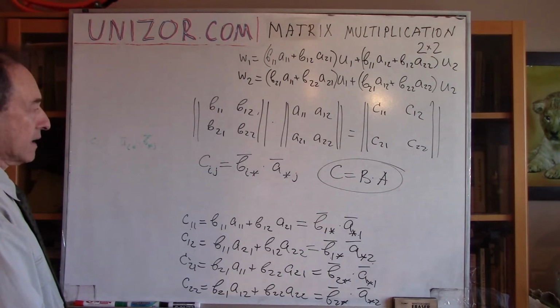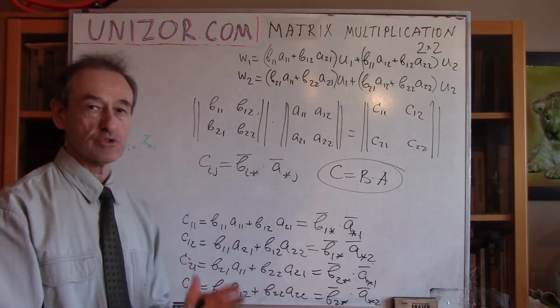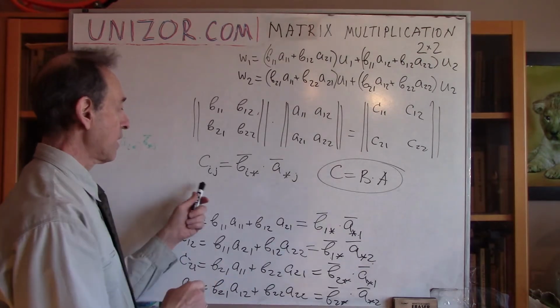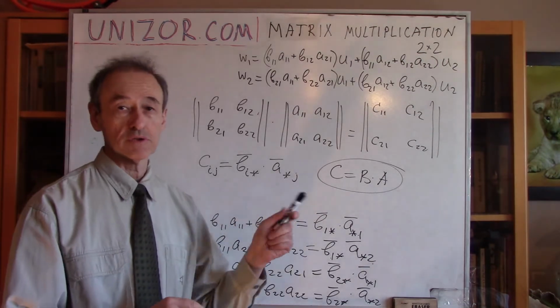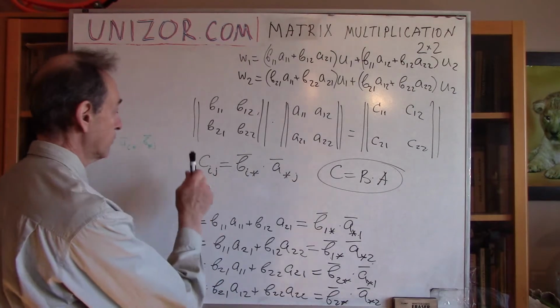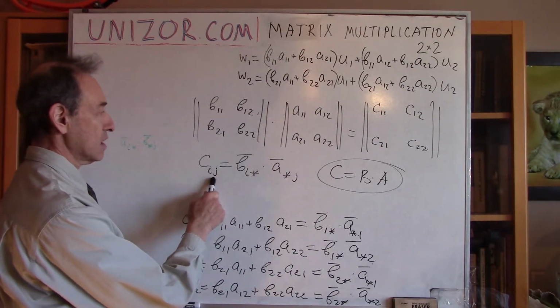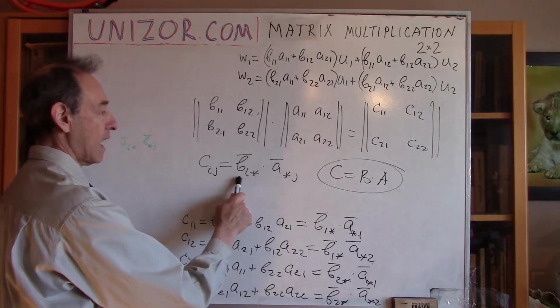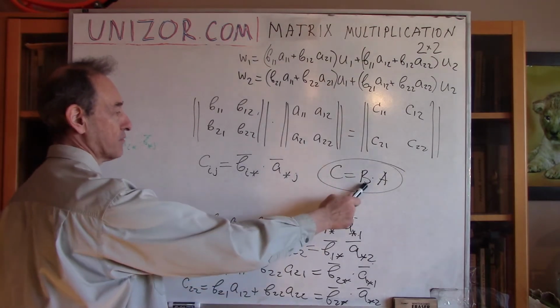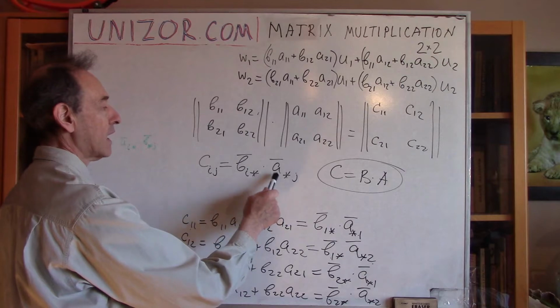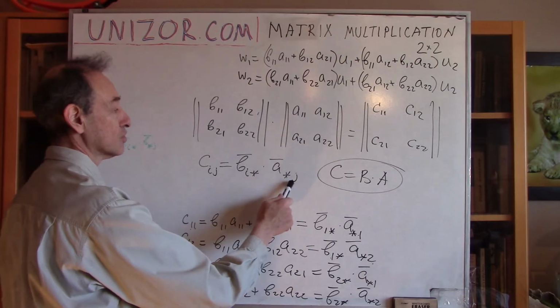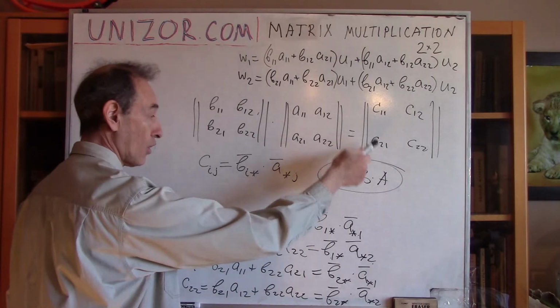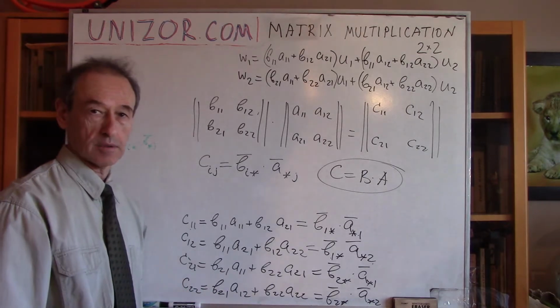So that's my final result for today, which I would like you to remember, because this would be applicable to anything else. So if you would like to have an element ij of the product of two matrices, then you have to take the i's row vector of the first matrix and multiply it as a scalar product by the j's column vector of the second component of the product.